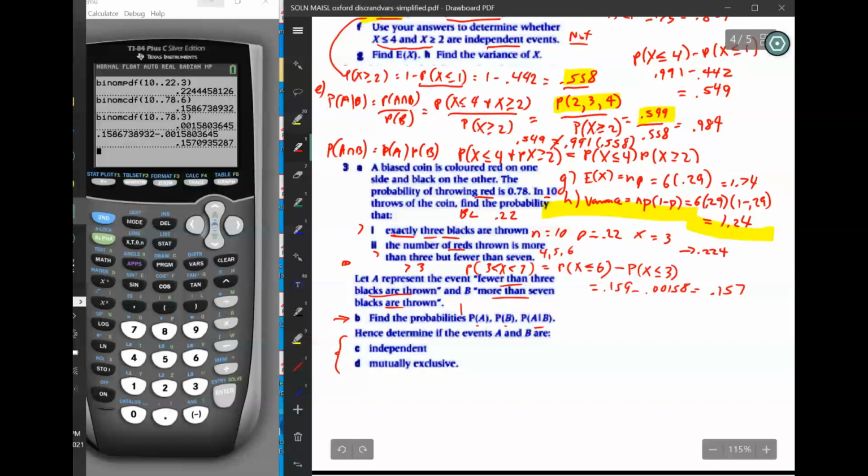Remember, for blacks, the probability is going to be 0.22 instead of 0.78. So the probability that fewer than 3 blacks are thrown would be equal to the probability that x is less than or equal to 2, because the calculator does less than or equal to. It doesn't do less than, right? And that would be A. And the B scenario is that the probability that x is more than 7.